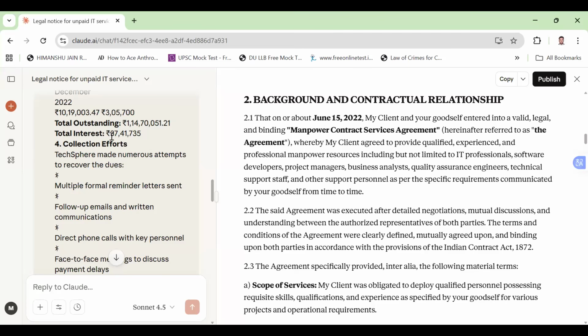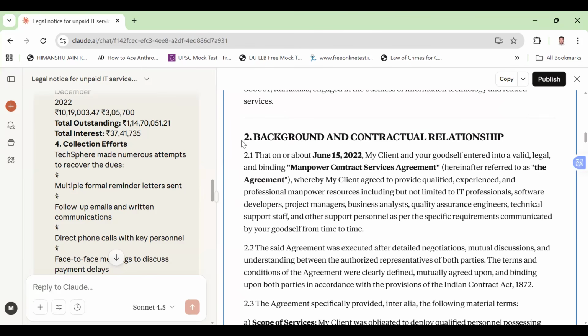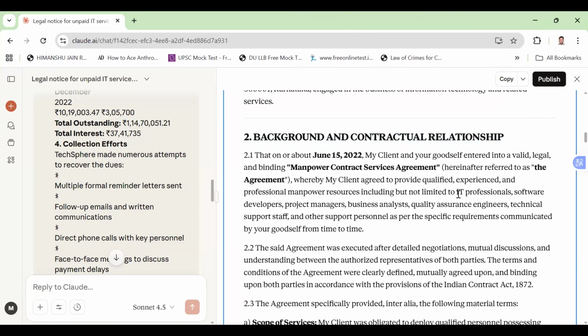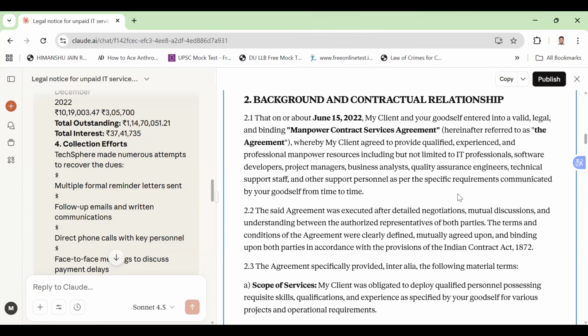And then I have written that according to the legal interest, that is 18%, we have calculated this interest as 37 lakhs 41,735 rupees. If you add that, we have written that amount in the subject of the legal notice. So here the AI is giving the background of the legal notice, that we entered into the contract on June 15, and see how briefly they are giving the facts.